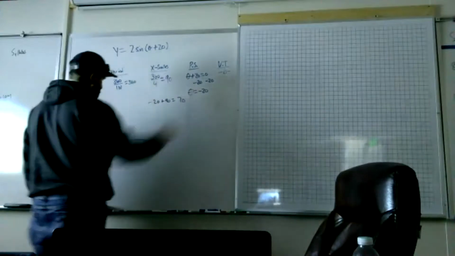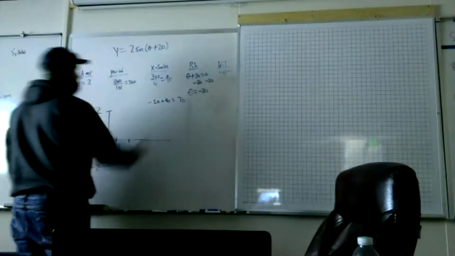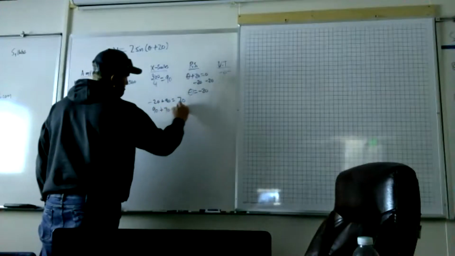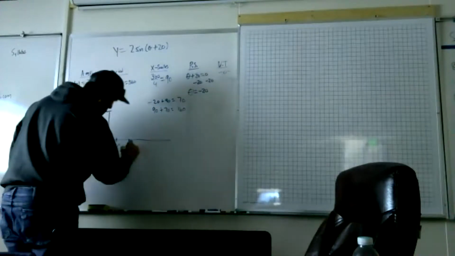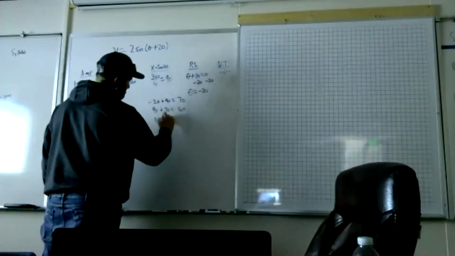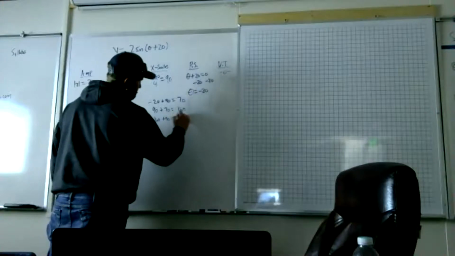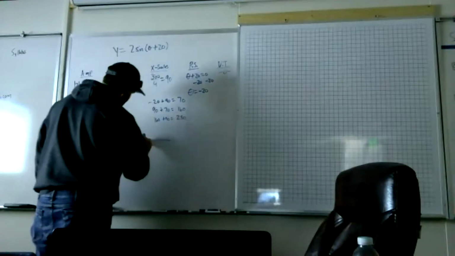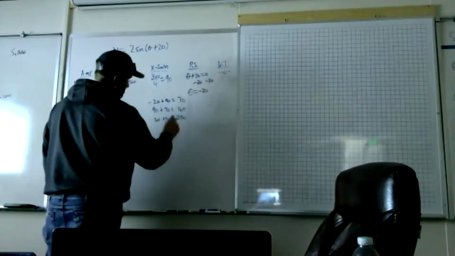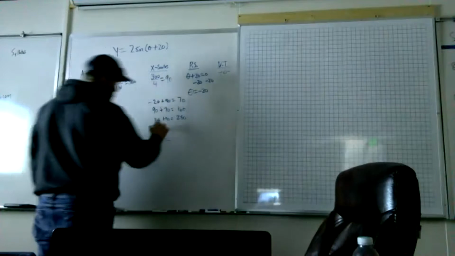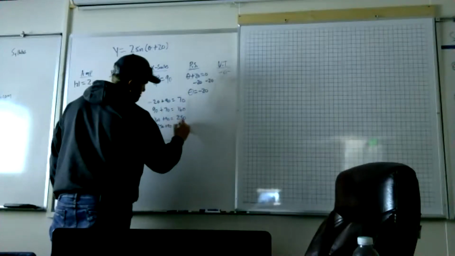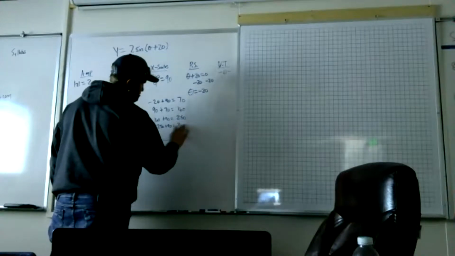My next critical point is 90 degrees from that. So 90 plus 70 is equal to 160 degrees. That's my next critical point. 160 plus 90 is equal to 250. That is my next critical point. And then 250 plus 90 is my final critical point, which is 340 degrees.